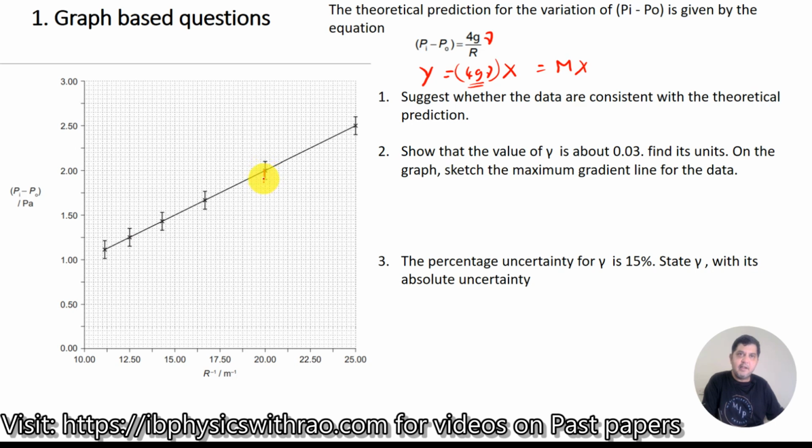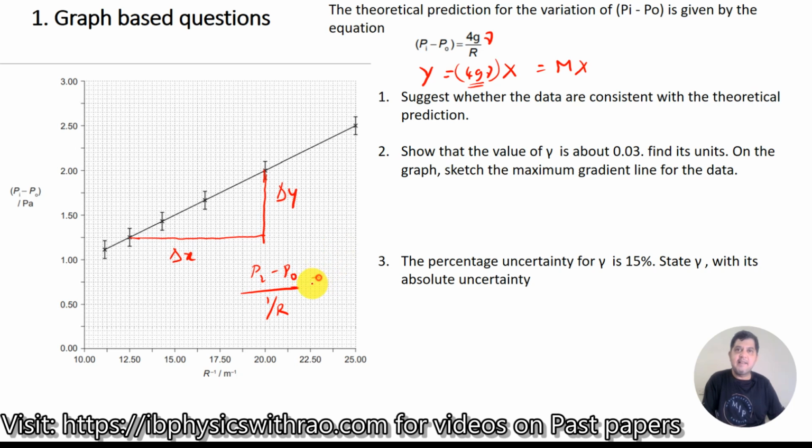Take up this point over here. Take up another point. Find out what is your delta y, what is your delta x. What is your delta y over here? This is your pi minus p0. What is your delta x over here? Delta x is nothing but 1 by r over here. Now when I do that, what do I get here? See, this is pi minus p0 and 1 by r over here.